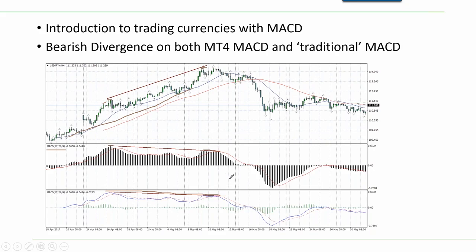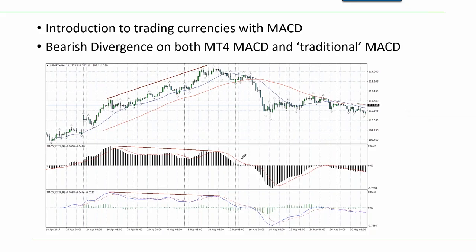So what I have here is the 4-hour chart on the dollar against the yen. We can see it's been in a nice uptrend. Price made new highs, drawing a quick trend line there. But on the traditional MACD, it failed to make new highs. It made a lower high, and on the standard MetaTrader 4 MACD you saw the divergence as well. It failed to make a new high.